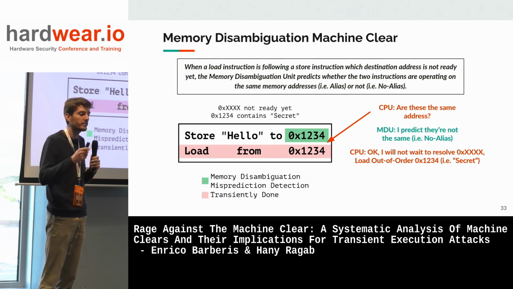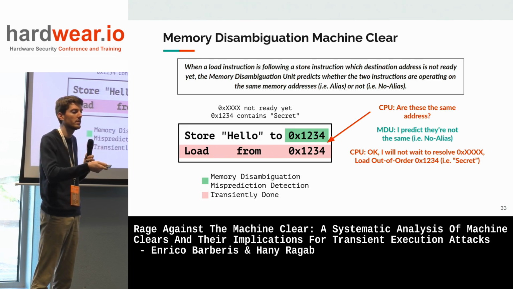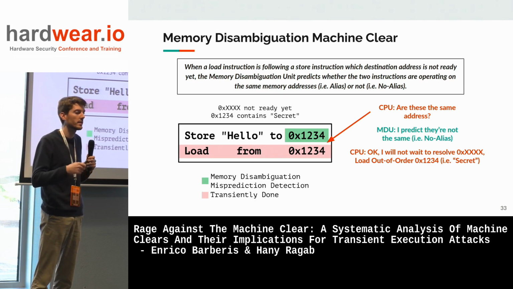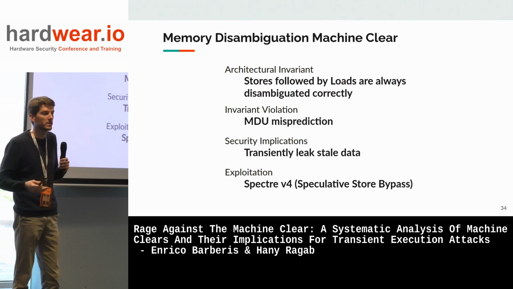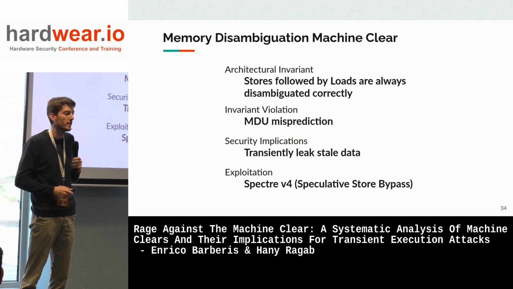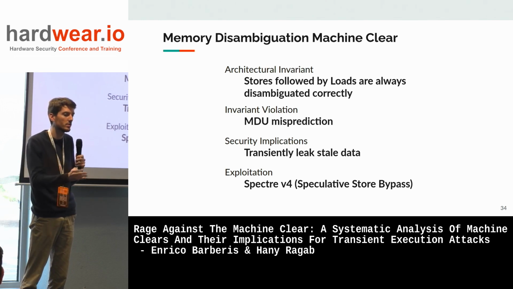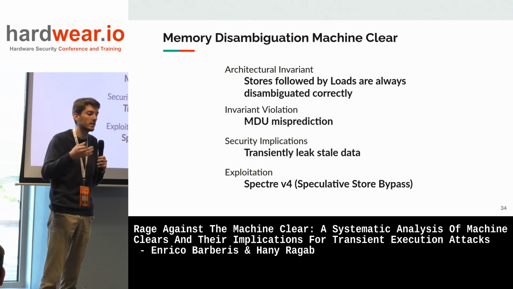But let's say that actually the addresses were the same. There was a misprediction. So the processor loaded the stale data. So obviously now it must load the hello value, the freshly written value. So here the attacker can perform a transient load where it reads stale data. Here the invariant is that the predictor unit never makes a mistake, so it always disambiguates correctly. To violate this, you need to mess with the predictor a bit to induce a misprediction. The implication is that the processor leaks stale data.